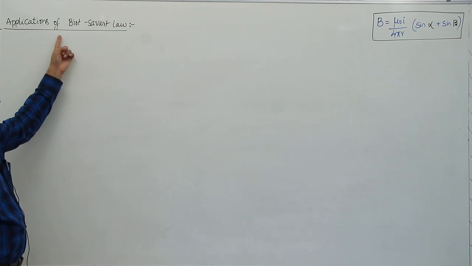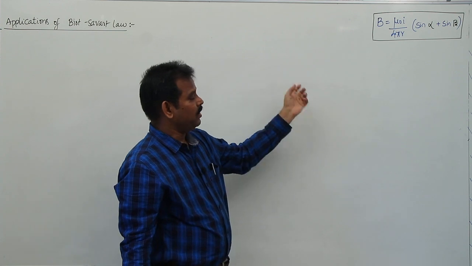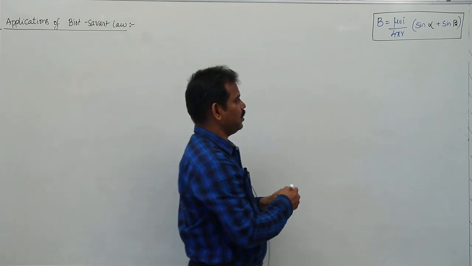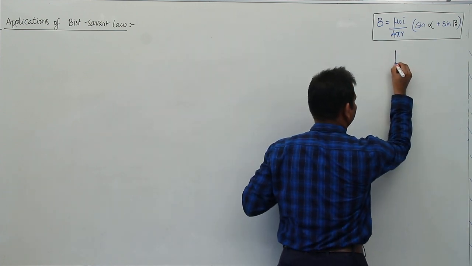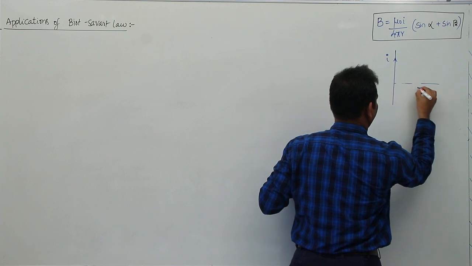This is applications of Biot-Savart law. So we know the Biot-Savart law can be converted into mu naught I by 4 pi r, sin alpha plus sin beta, for a finite rod carrying current I at a distance r from it.